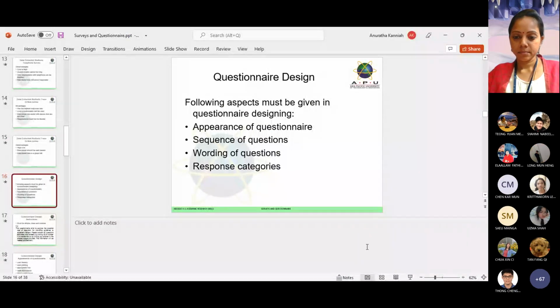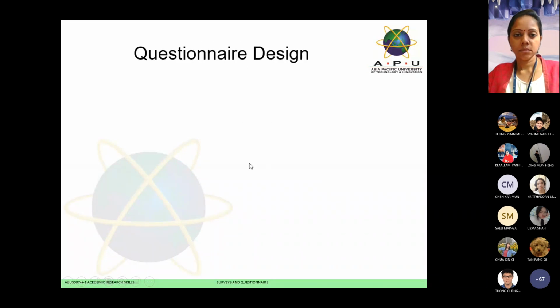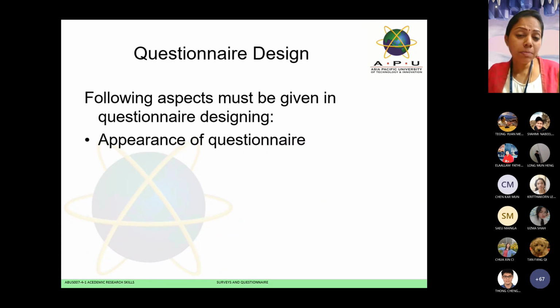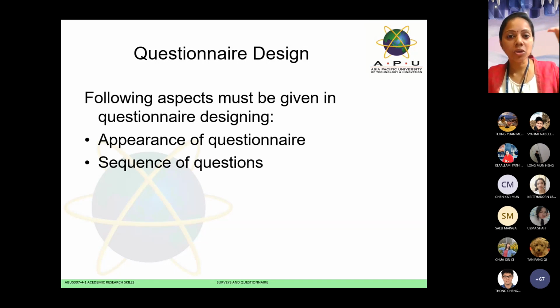So let's look at question designing. If you look at question designing, guys, these are the aspects. Some aspects are not relevant because you're going to do it on Google Form. Appearance, don't worry, in a click of a button Google Form will give you a beautiful interface. Sequence of questions, you have to be careful because you have to arrange the questions accordingly.